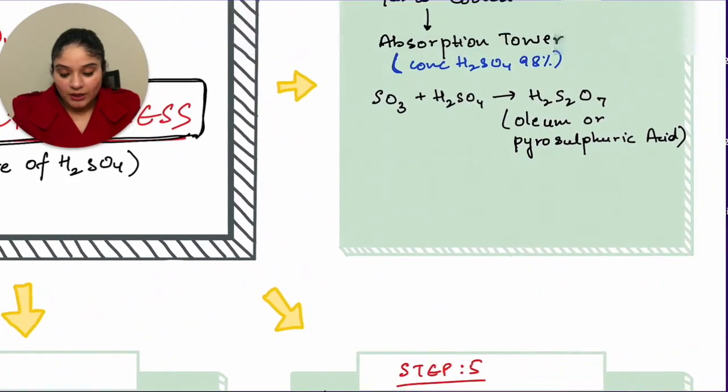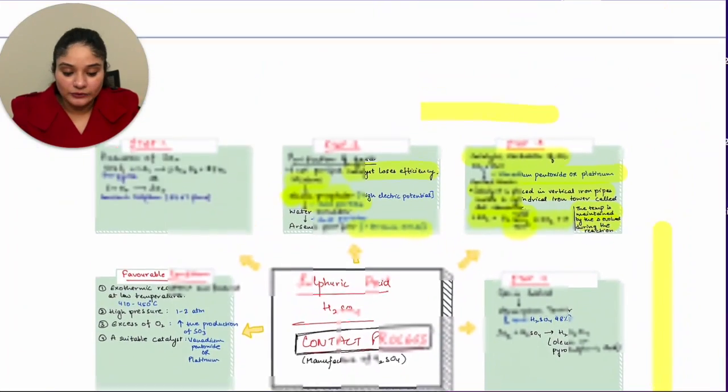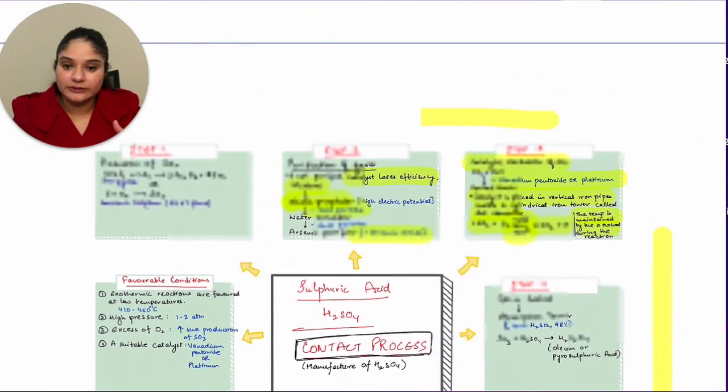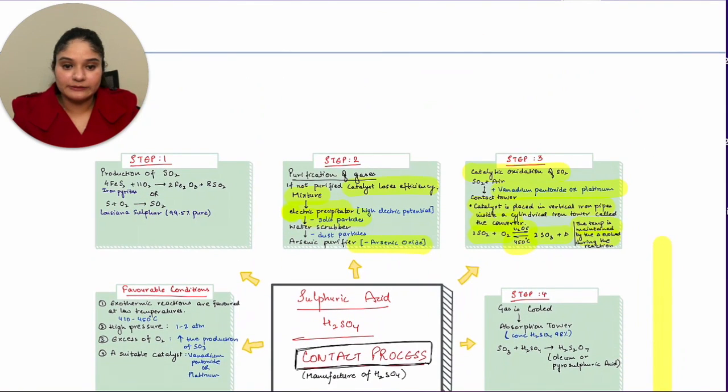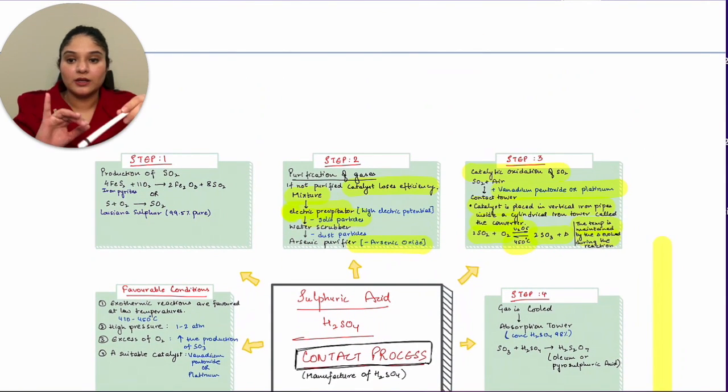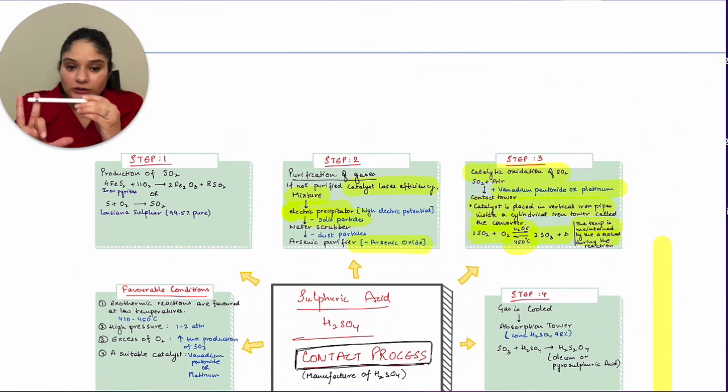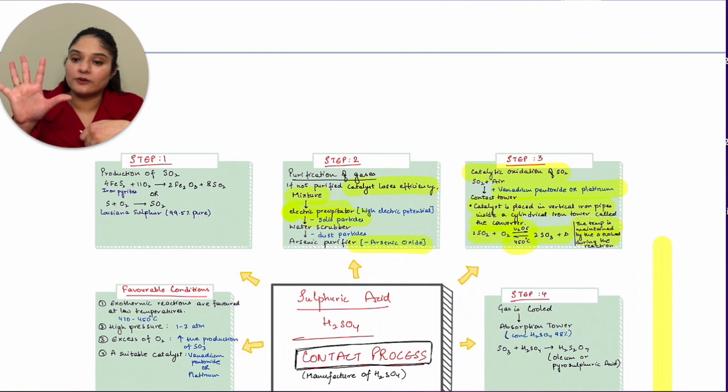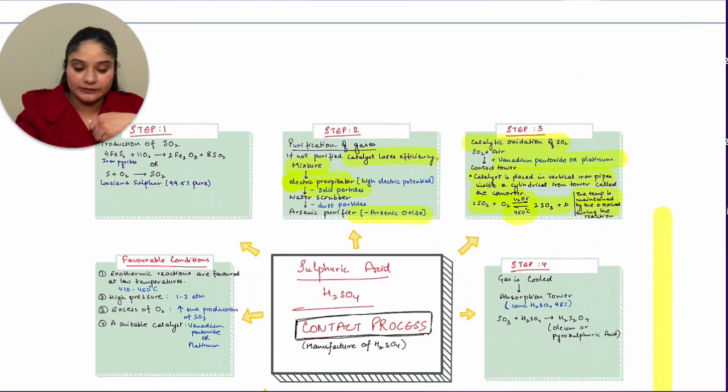Now, this is the entire contact process. So step 1, step 2, step 3, step 4, step 5. You can go through that once in your brain. The first is production of SO2, then purification, then catalytic oxidation, then gas is cooled, and then you add water to it. Okay, 5 simple steps. And then for every step you can go through the details from the mind map. This is a mind map.